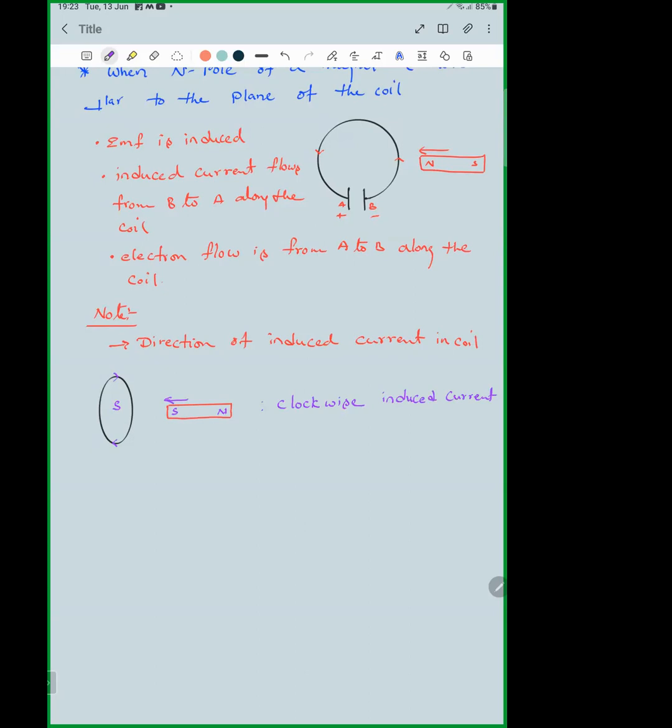In the next case, see, this is north and this is south.